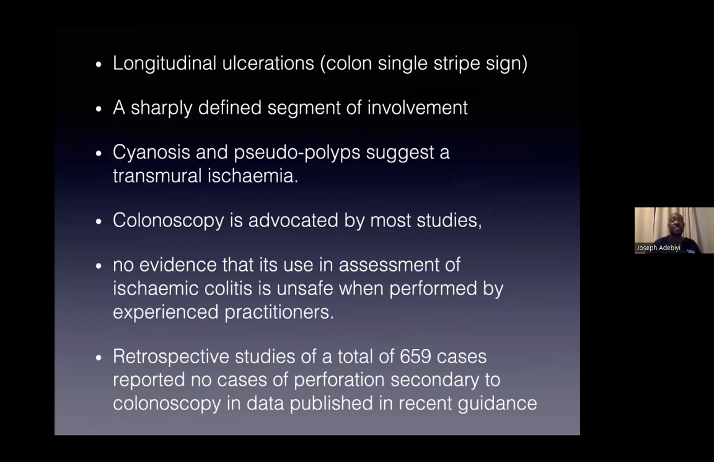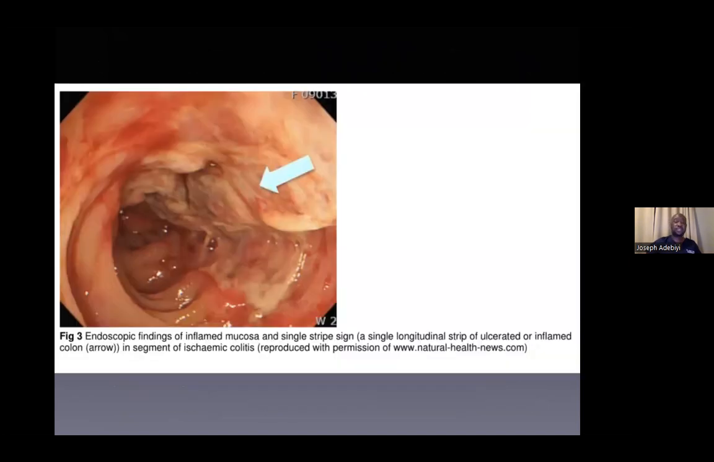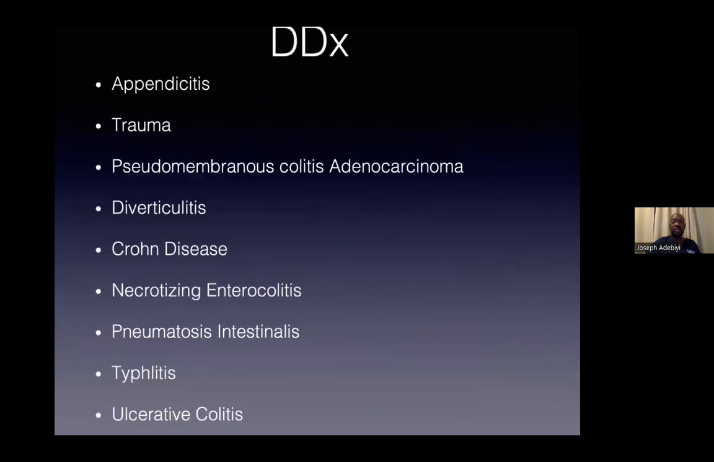stripe sign. You may also find sharply defined segmental involvement with cyanosis and pseudopolyps, which suggest transmural ischemia. Just to say that when you scope this patient, avoid over-insufflation, because this may then predispose the patient to complications like perforation. So this is a typical single longitudinal stripe sign of ulceration that you'll find in colonic ischemia.